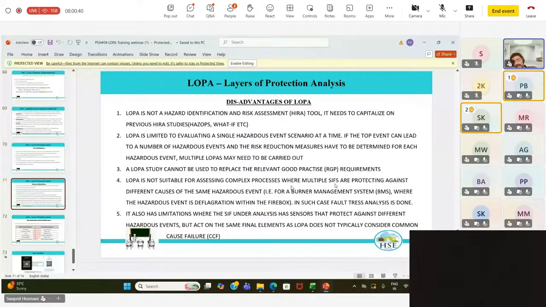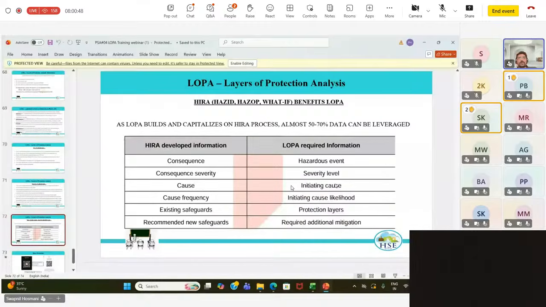Okay. Next. Now, coming back to the first question which we asked you at the start of the forum: what percentage of data can we capitalize on from the HERA or the HAZOP process? The actual answer is almost 50 to 70% of the data can be leveraged. Where we can leverage that is at these different instances.